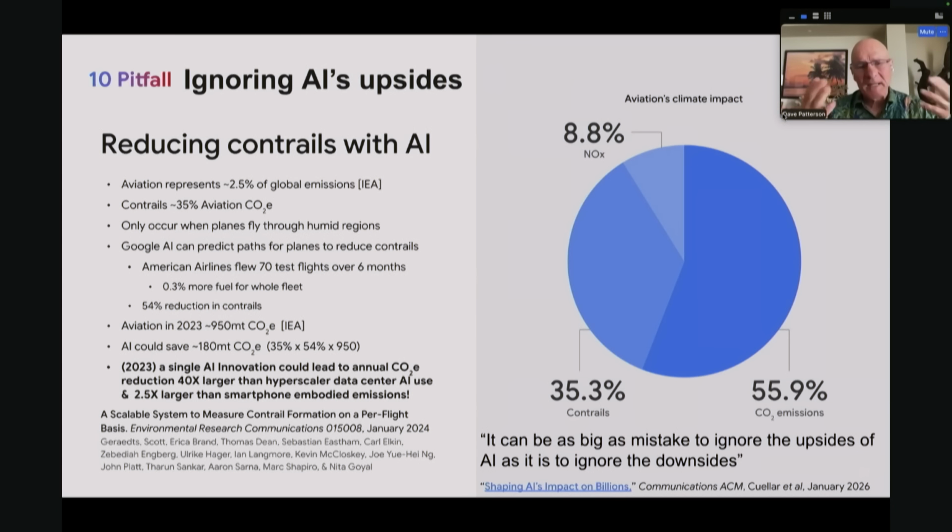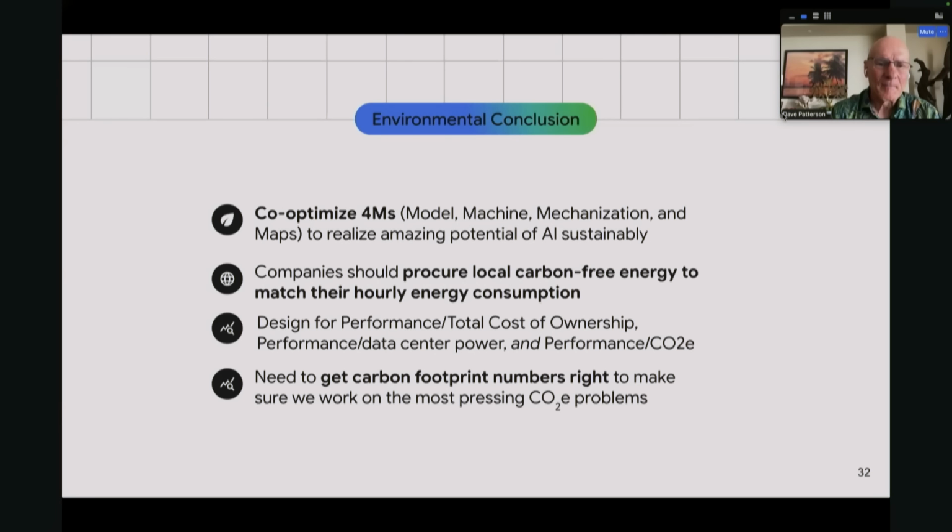I think the current issue of Communications of the ACM has an article talking about the impact of AI. One of the bottom lines is that it's a big mistake to ignore the upsides, as well as to ignore the downsides. So let me wrap up before we go to questions.